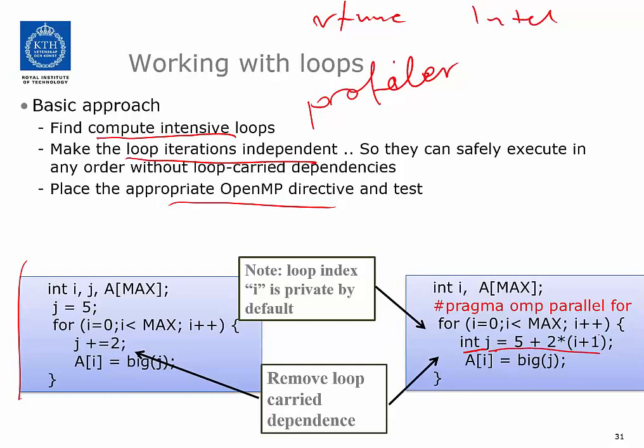And this is a typical example of how you can replace communication or concurrency problems by computation that you do instead. And this is typically beneficial to do. And then the loop becomes parallel, and you can add the pragma and make it run in parallel.